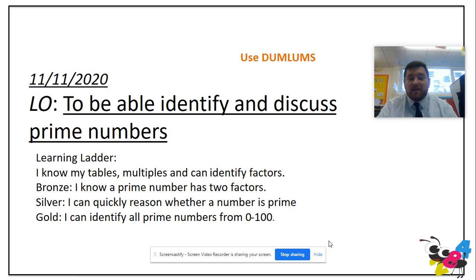I want you to be able to identify and discuss, think about prime numbers. So you need to know your times tables, you need to know what multiples are, and you need to be able to identify factors. I need you to know that a prime number only has two factors, and that's what makes it a prime number. I want you to be able to reason with numbers to work out whether they are prime numbers or not, and to be able to use a 100 square to identify all the prime numbers from 0 to 100.